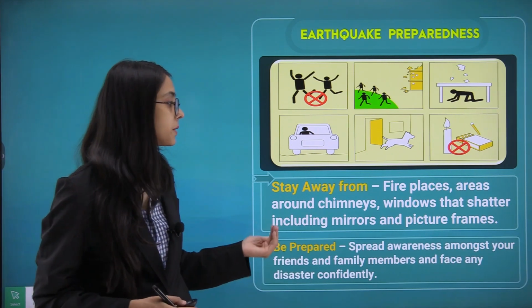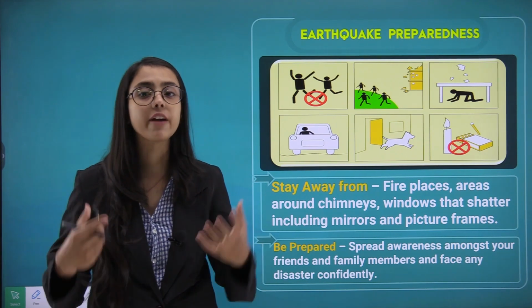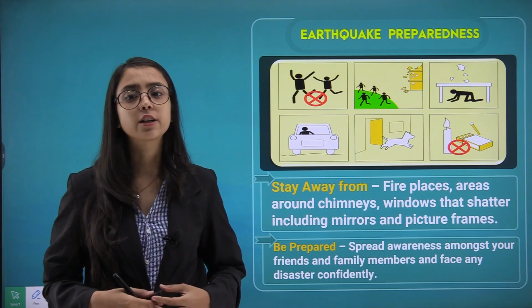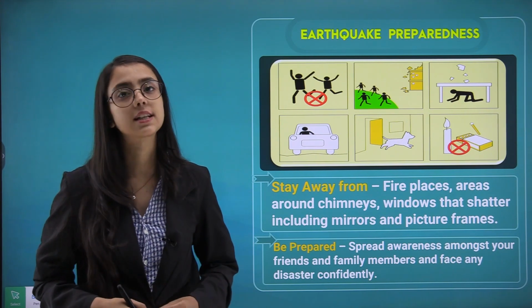Then, you should be prepared. You should spread awareness among your friends and family members to face any kind of disaster or natural calamity.